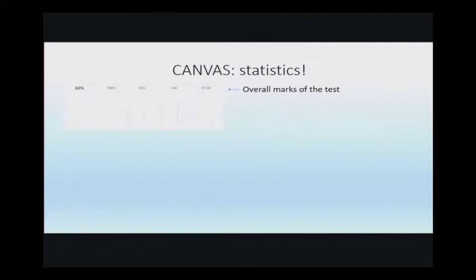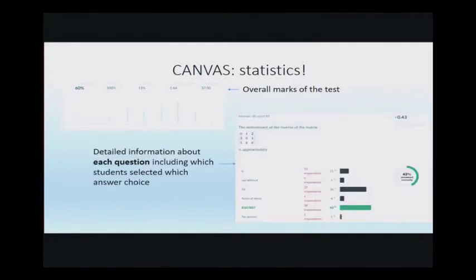First of all, we can see the statistics very clearly. This graph shows a histogram of the overall mark of this one test. So we can see the performance very clearly. In addition, we can also see more detailed information about each question, including which student selected which answer choice. So for this question, many students made this wrong answer, like 36% of students answered wrongly. These statistics we can see. This will allow us to improve teaching material and assignments.